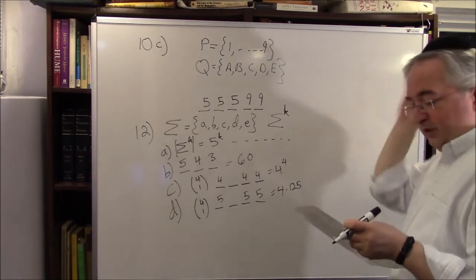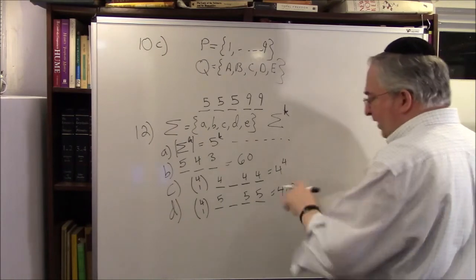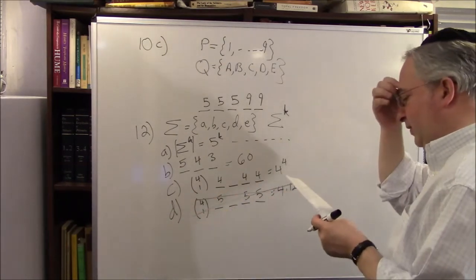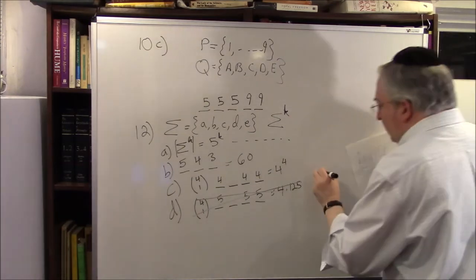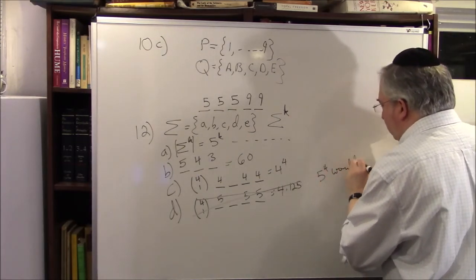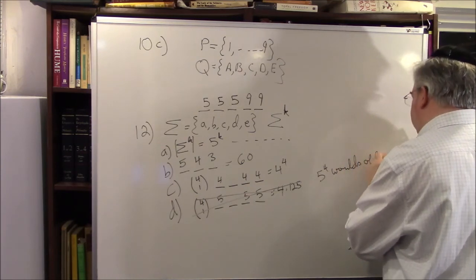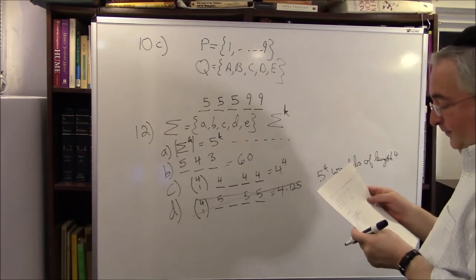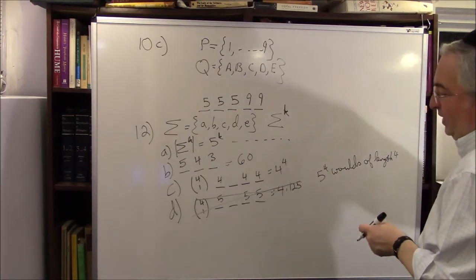Okay, I'm not sure about this, so I want to do it another way. The answer is there are 5 to the 4 words of length 4. Now I ask the following question.